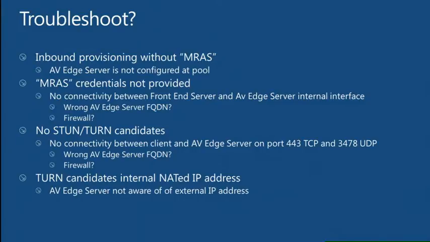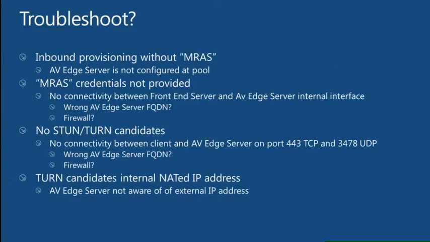Again, for TCP, telnet is a pretty useful tool, so just telnet to the FQDN of the edge server on port 443, see if you get a connection. For UDP, you can use tools like PortQry. If you have just UDP or TCP candidates missing, well, probably the firewall or the load balancer, someone is dropping packets, so look into that.